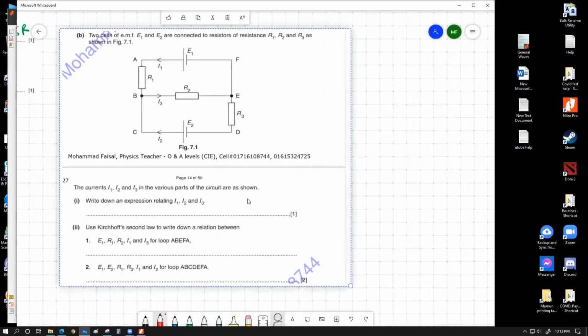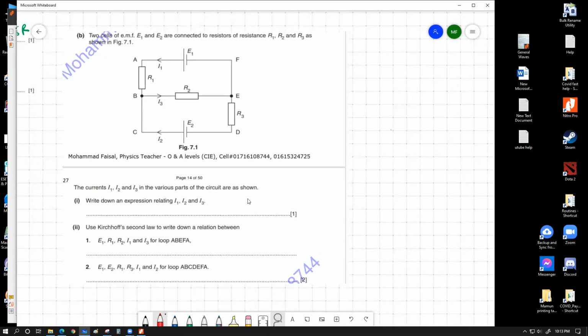So have a look. The question says the two cells of EMF E1 and E2 are connected to resistors R1, R2, and R3 as shown in figure 7.1. All the possible current directions for the individual branches are given. First, you have to understand that if I1 is flowing through here, I1 is also coming out through here. If I2 is flowing through here, I2 is also flowing through here. If I2 is flowing this way, I2 is also coming out from here.